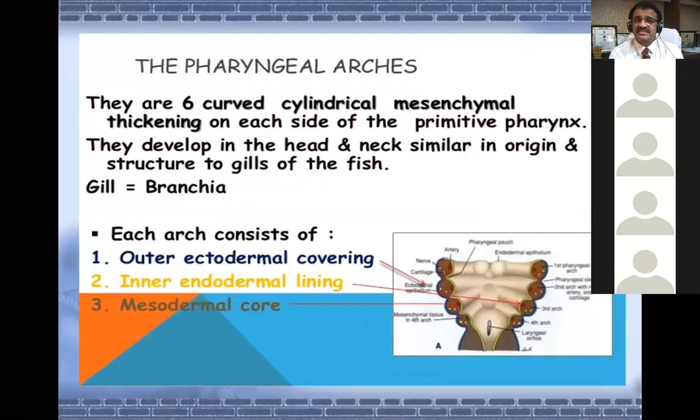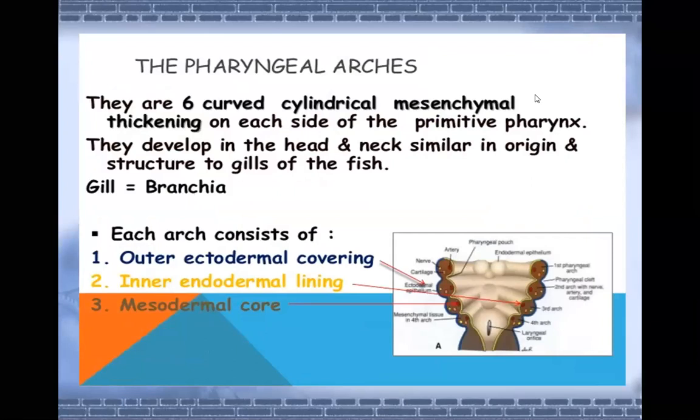The pharyngeal arches are 6 in number, and they are a curved cylindrical mesenchymal thickening on each side of the primitive pharynx. Primitive pharynx is the first pharynx which is present in the fetus. They develop in the head and neck portion, similar in origin and structure to the gills of fish. There is a diagram of pharyngeal arches here. Each arch consists of outer ectodermal covering, inner endodermal lining, and mesodermal core. Core means in the center.